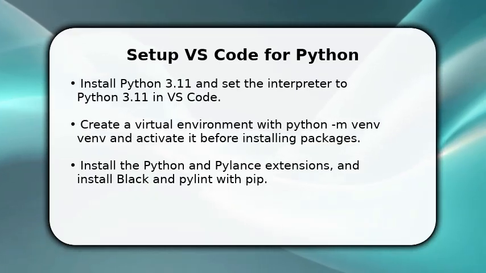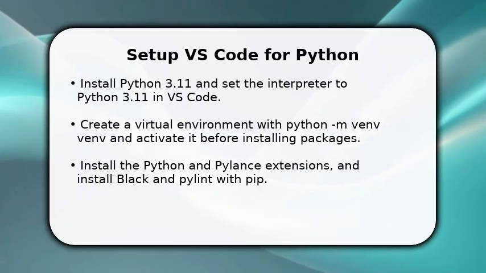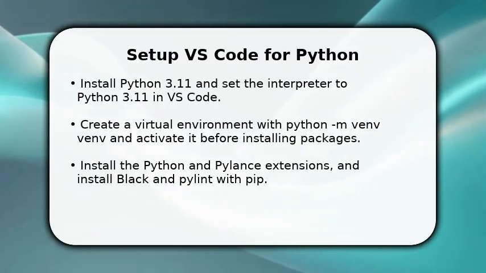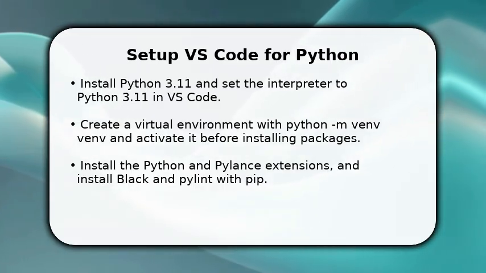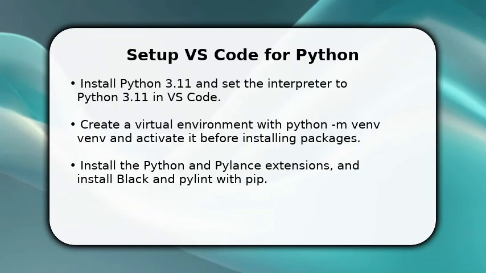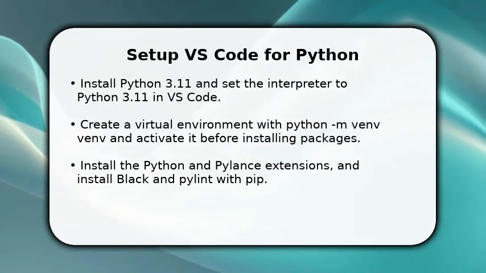Start by installing Python 3.11 on your system and verify it runs from a terminal. Open Visual Studio Code and install the Python extension by Microsoft and Pylance. Create a project folder and run python -m venv to make a virtual environment.